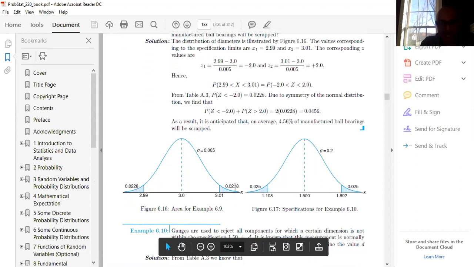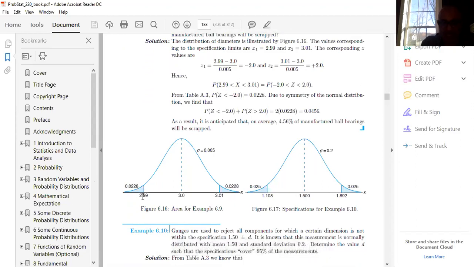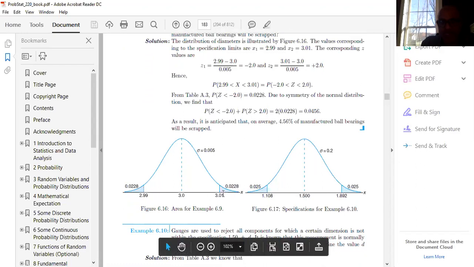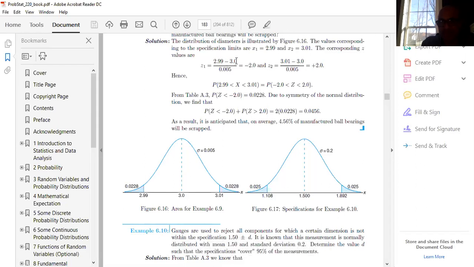Okay, so we have again two values of X. One is 2.99, one is 3.01. So I'm going to convert this one into Z1 and this one into Z2. Z is X minus nu over sigma for the different X values, 2.99 and 3.01. You have these two values. That means my probability of X between 2.99 and 3.01 is equivalent to the probability of Z between negative 2 and 2. For the Z value, nu equals 0 and sigma equals 1.